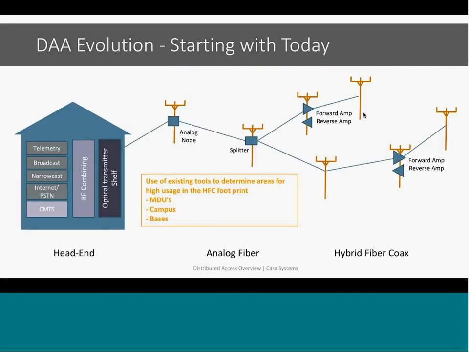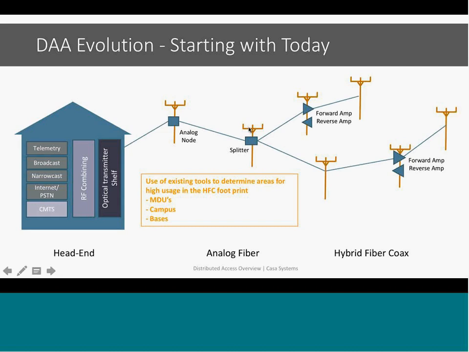Now let's dive in and try to demystify this, or get it to a place where I can understand it, which is what I always try to do. What we have today is your existing head end, your telemetry systems, your broadcast, your narrowcast, your internet, your phone, and your CMTS. All this is brought in through various technologies. These all go to my RF combining, the various pieces, my optical shelf, and out into my analog node.